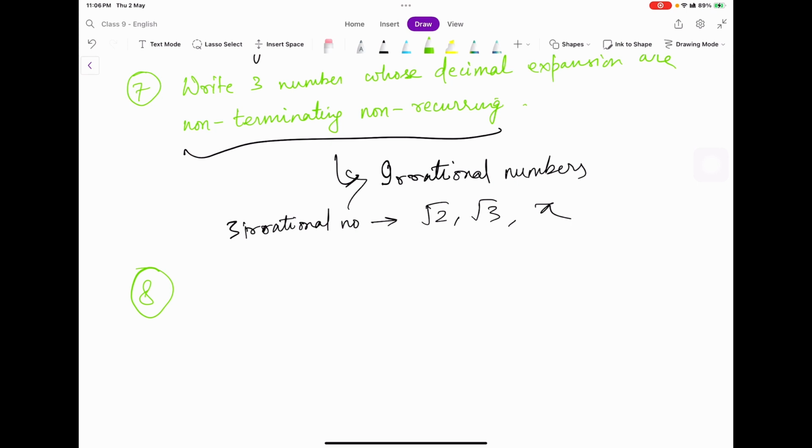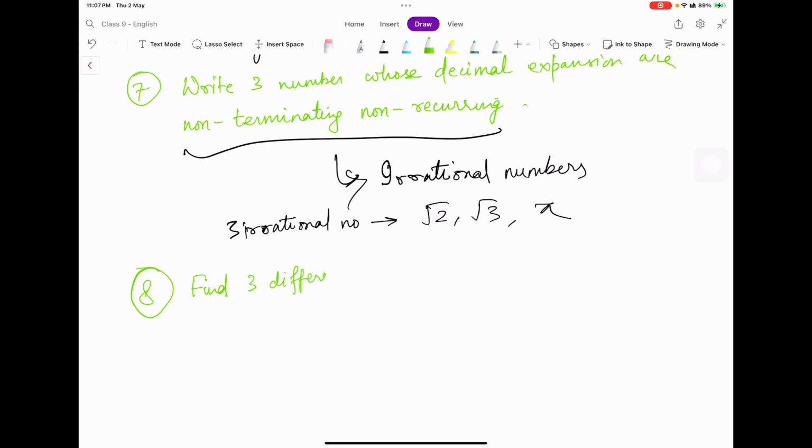You have to say that non-terminating, non-recurring means that if the decimal expansion is this, the number is an irrational number. We have to write 3 irrational numbers, and you have to mention that. If the question comes like this, the invigilator wants to know why. You could write a decimal number that is non-terminating, non-recurring, but you are not class 5 children. The person wants to know what property has non-terminating, non-recurring decimals. That is why it might have asked this question.